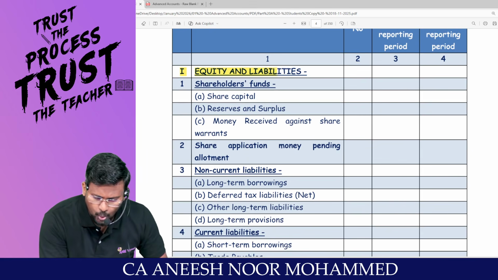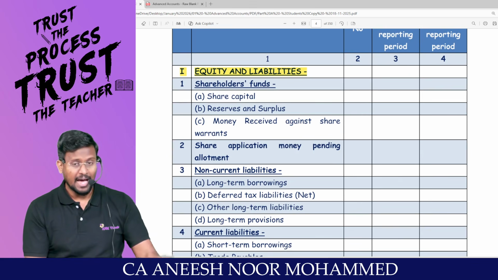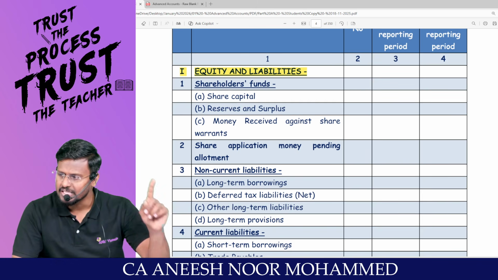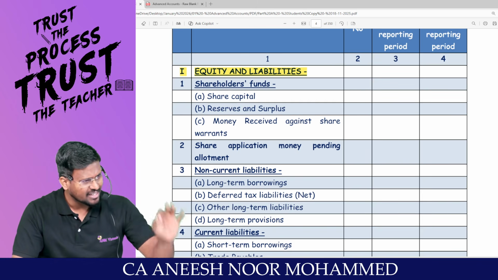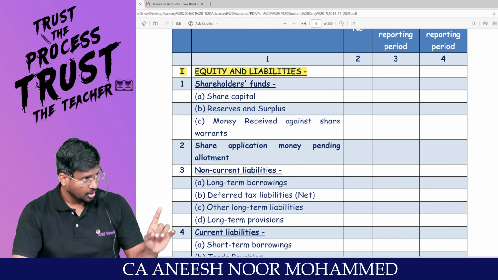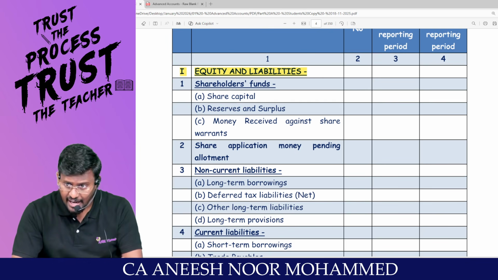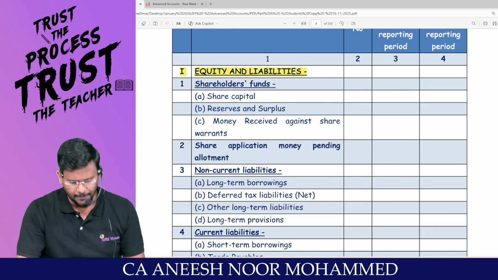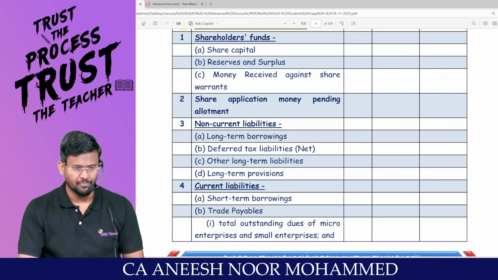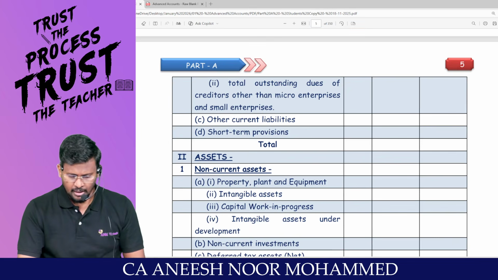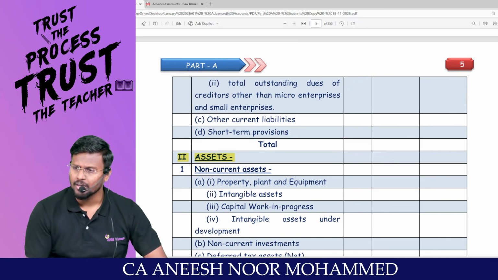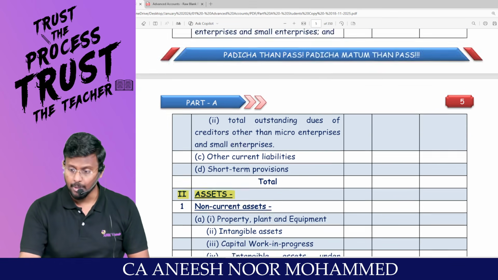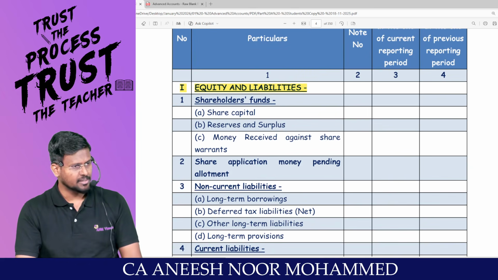Number 1, equity and liabilities. Earlier, before Schedule 3, we used to say the liability side of the balance sheet and the asset side of the balance sheet. Schedule 3 is saying that it is wrong. Don't say liability side. Say equity and liabilities. Are you all really with me? Then, my dear lovable students, we have the asset side of the balance sheet. So the balance sheet is classified into 2 sides: number 1, equity and liabilities; number 2, assets.